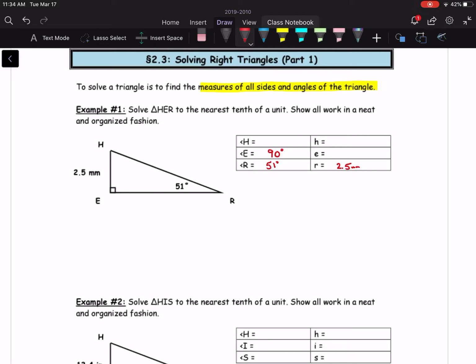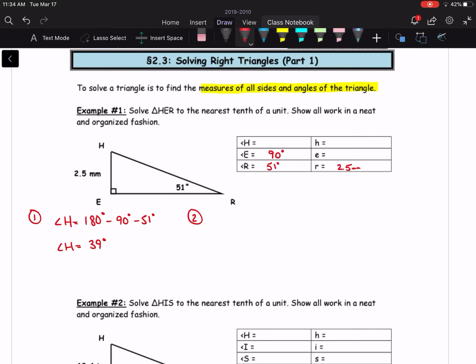And so there's lots of ways to start here. A nice easy place to start might be to solve for the missing angle. I know that all the angles in a right triangle, or in any triangle for that matter, add up to 180 degrees. And so angle H, my missing angle, should be 180 degrees minus the other two angles. And so that should get me 39 degrees.